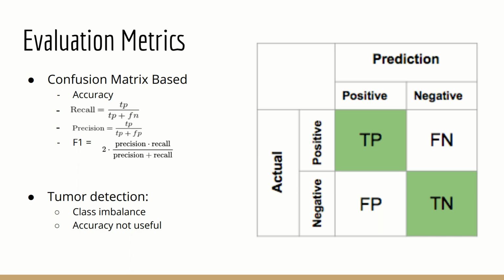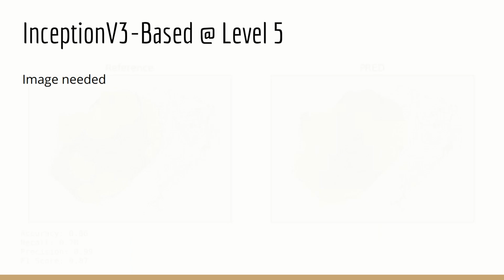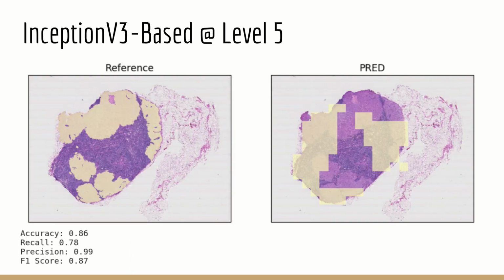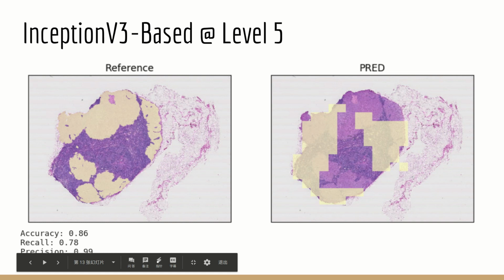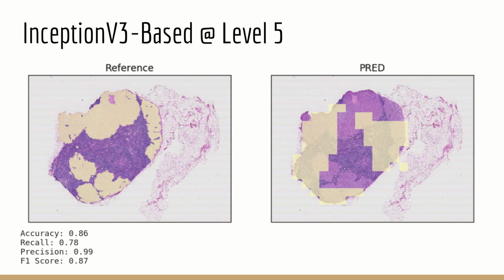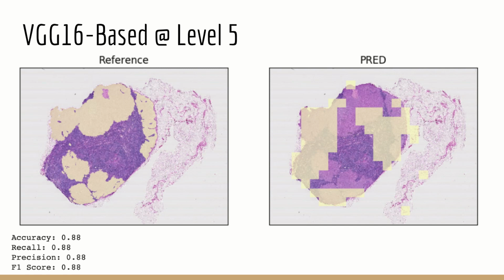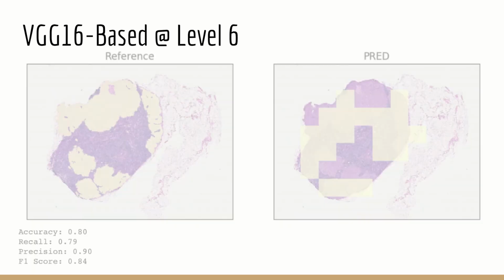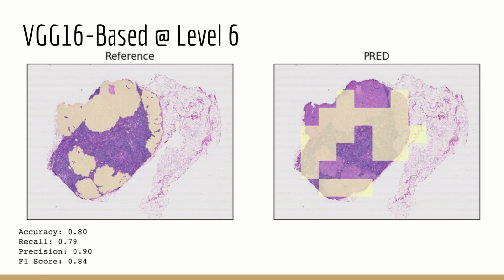Here are some examples of the heat maps as well as the evaluation metrics calculated on some experiments we've run on our test slide. This is Inception v3 based on level 5, and as we can see, it shows pretty accurate predictions compared to the reference. It also has a pretty high F1 score of 0.87. This one is the VGG16 model based at level 5, which has an F1 score of 0.88. And lastly, VGG16 based at level 6 has a relatively lower F1 score, however with a pretty high precision of 0.90.